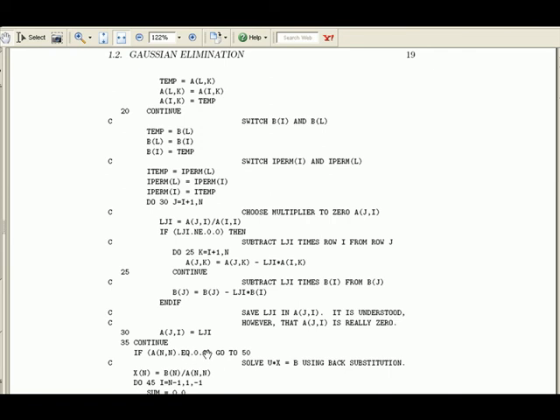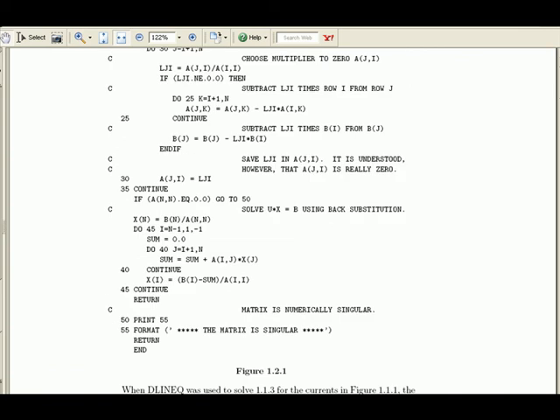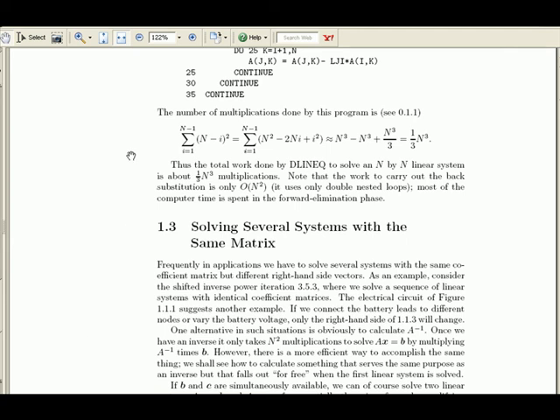Now we're finished with the forward elimination and ready to do back substitution. And here's the back substitution. Solve for xn, which is simply bn over ann, and then we go in reverse order, solving for xn minus 1 through x1, and we're through. Now if you analyze the amount of computer operations required by DLINEQ to solve the n by n linear system, it turns out to be 1/3 n cubed multiplications.